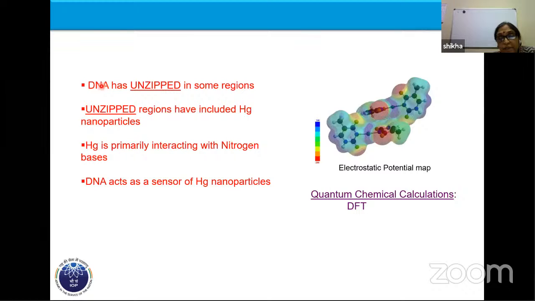So what we have studied here is that the DNA has unzipped in some regions, and the unzipped regions have included mercury nanoparticles. Mercury is primarily interacting with nitrogen bases, and DNA acts as a sensor of mercury nanoparticles. And this model is basically a DFT result, which is showing that there is a T base here, T base here, and mercury is interacting with both the bases through these interactions.